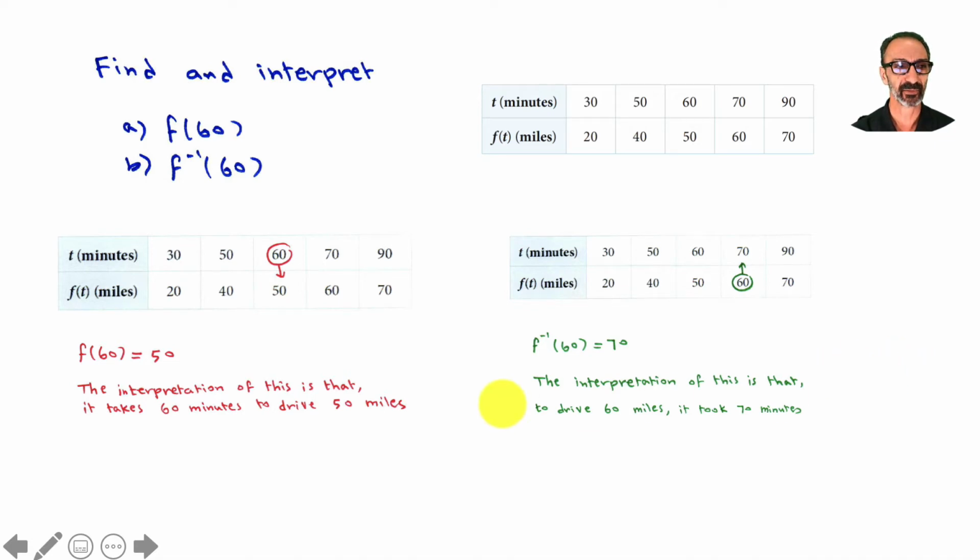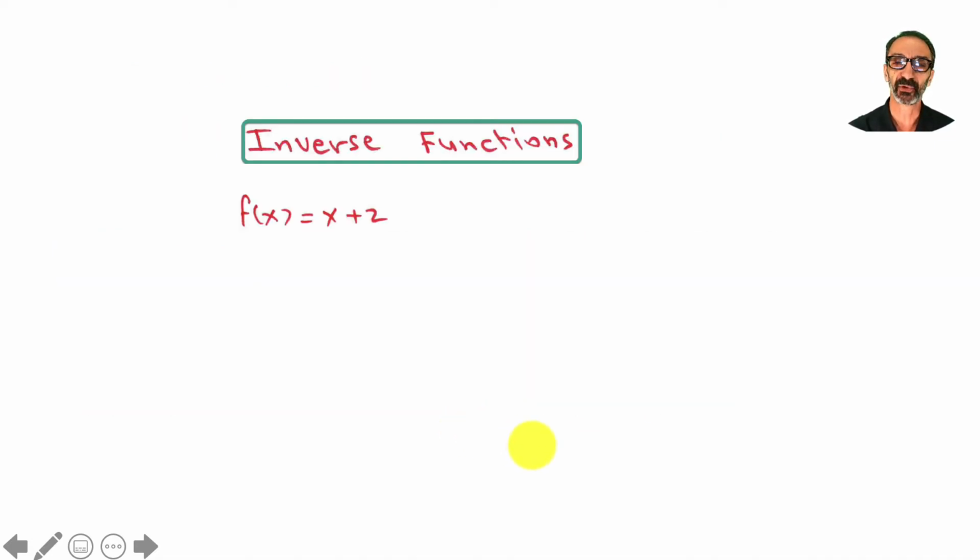Okay, let's now talk about inverse functions in more detail and how to find them. If f of x equals x plus 2, going forward, all it says is that you're going to be adding 2. So if I give you 5, you're going to give me 7. If I give you 10, you're going to give me 12. Under the function f, 5 will take you to 7.